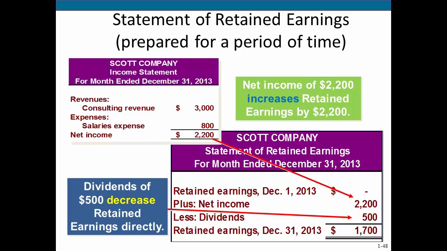The company was started this month, so the beginning balance in retained earnings was zero. During December, net income of $2,200 was earned. In addition, $500 in dividends was paid, so the ending balance in retained earnings is $1,700. This will be the beginning balance in the statement of retained earnings next year on January 1st, 2014. After we complete this statement, we can prepare the balance sheet.